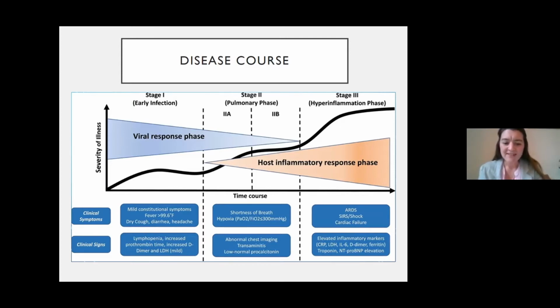We know that the critical time period, as I said, is usually between the end of the first week, so days 5 to 10. That's when we often see people deteriorating, and so that's a figure that you should keep in your minds whenever you're taking a history from someone who has COVID.